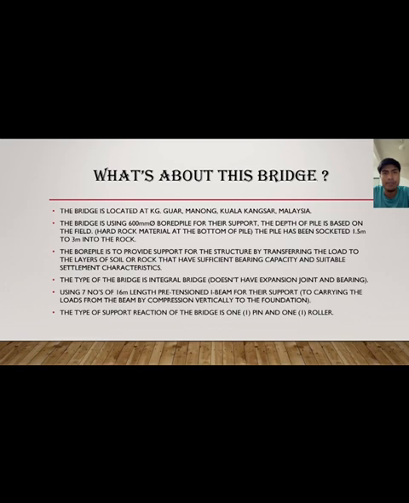The type of the bridge is an integral bridge. The integral bridge doesn't have expansion joints and bearings. It uses 7 numbers of 60-meter length pre-tensioned I-beams for support, carrying the load from the beam by compression vertically to the foundation. The type of support reaction of the bridge is 1 pin and 1 roller.